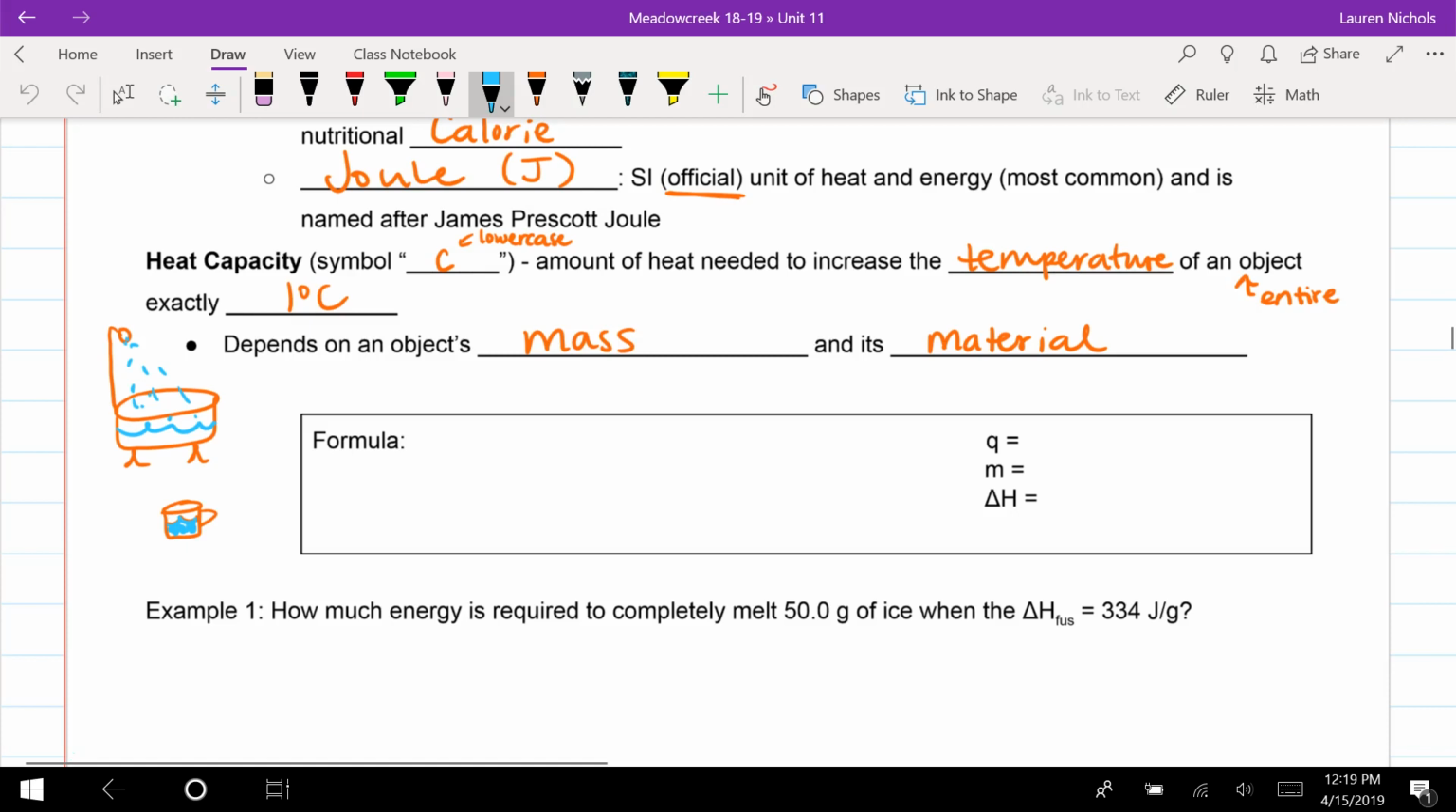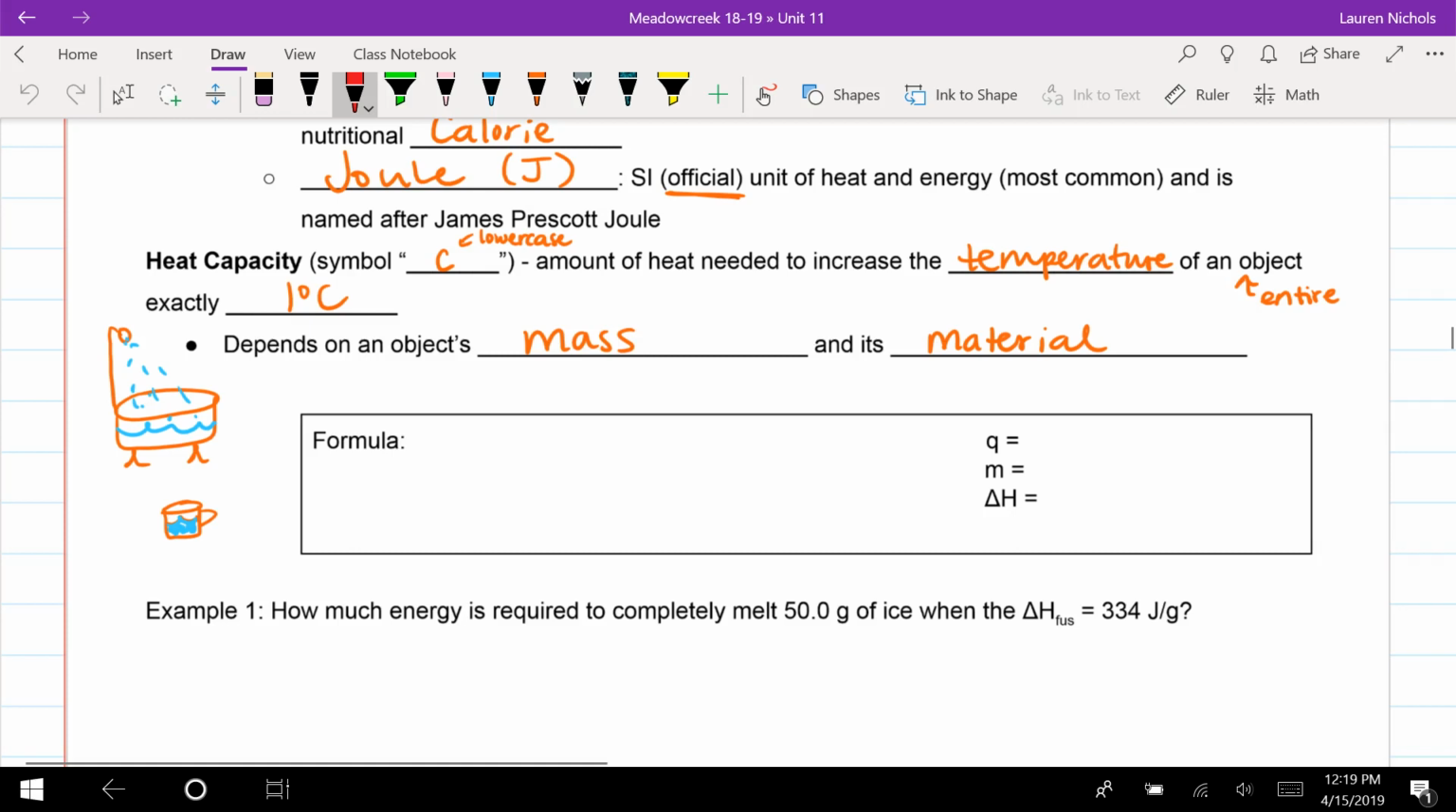Another way of saying it is that you are going to need to put more energy into the water in order to heat up an entire bathtub full of water, which is why your parents say not to take long showers, because it's taking up a lot of energy, which is costing them a lot of money.